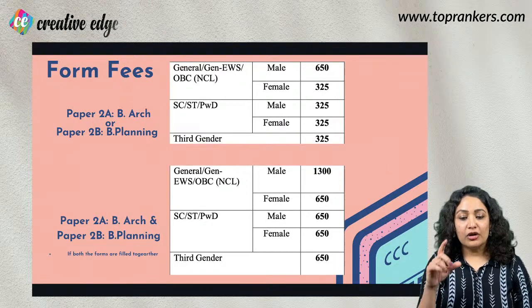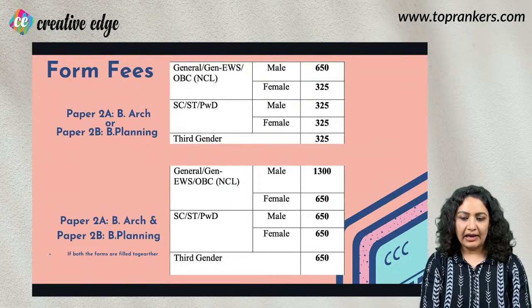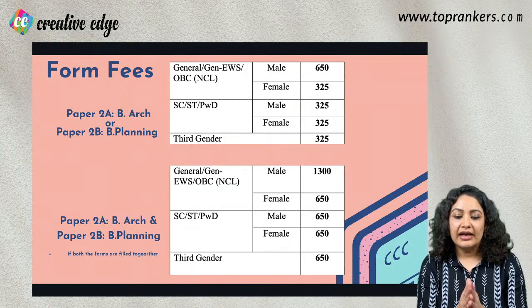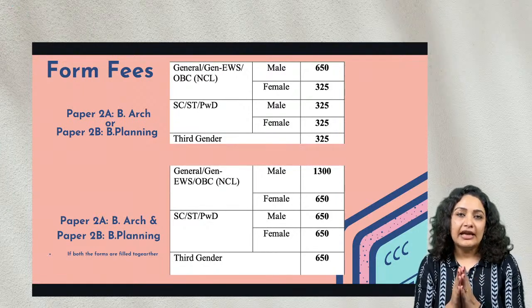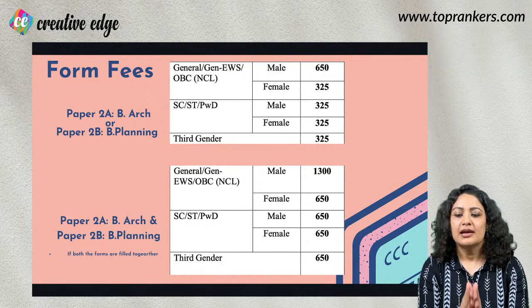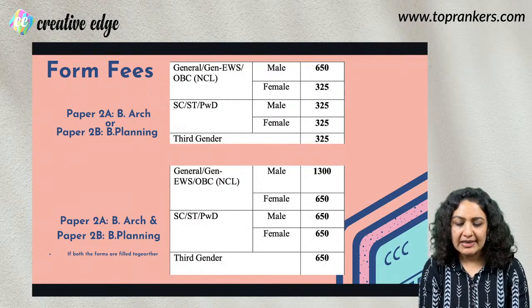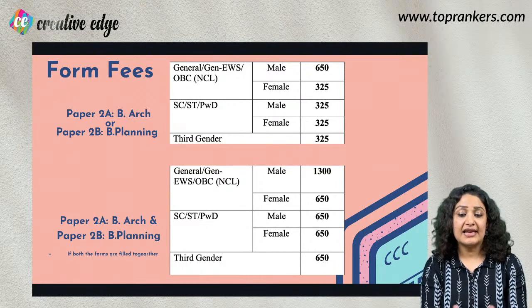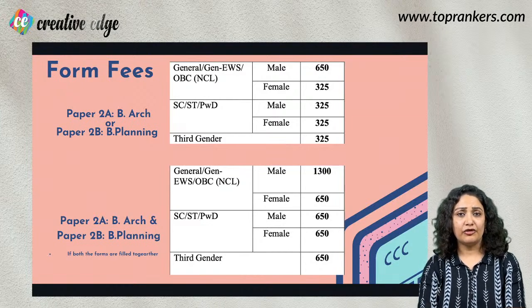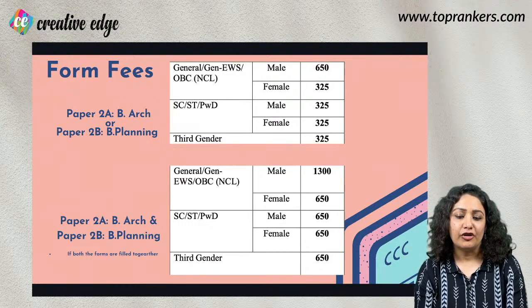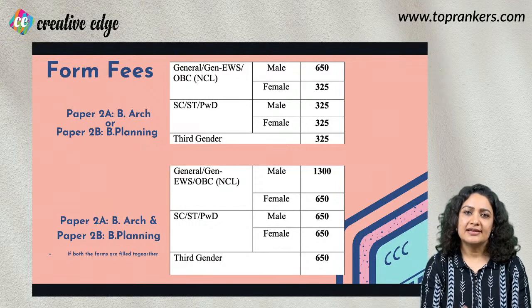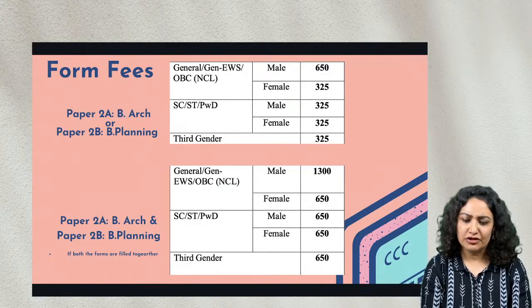If you are applying for both the papers, B.Arch and B.Planning, then general, EWS, OBC male needs to deposit 1300 rupees, female 650 rupees. For SC, ST, PWD, male 650 rupees, female 650 rupees. Even the third gender has the same fee of 650 rupees.